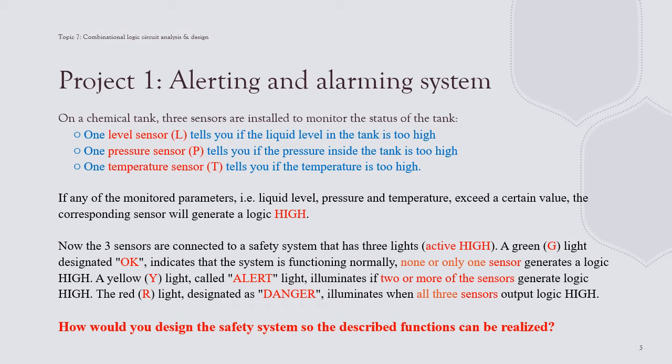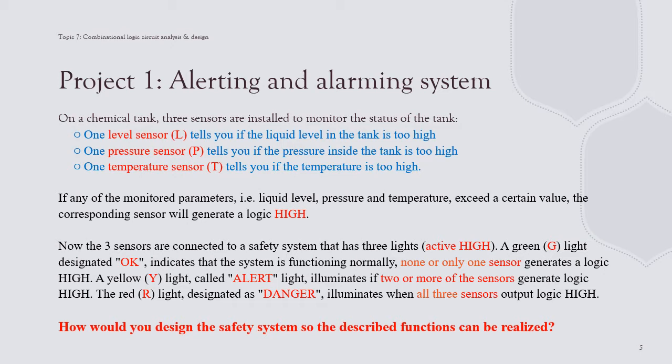Usually what we do is connect some sensors to it. In this case we have 3 sensors attached to this tank. The first is a level sensor. This is to monitor the liquid level in the tank, and if the liquid level is too high, it will give a warning.